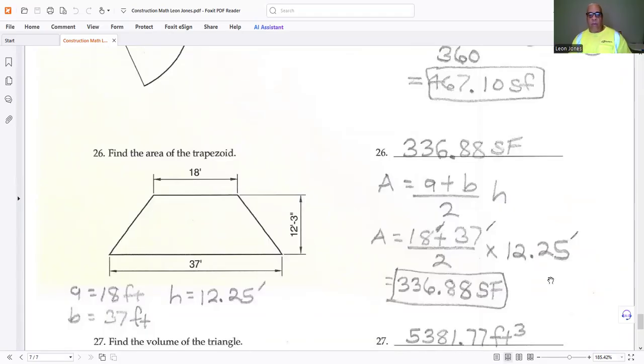What is the area of a trapezoid? Well, first of all, get all your information. Get A, because the area of a trapezoid is, I call it, base A plus base B divided by 2 times your height. So you have your two bases and you have your height. You divide your two bases by 2 and multiply it by your height. And then you get your area. Your area is always in square feet.